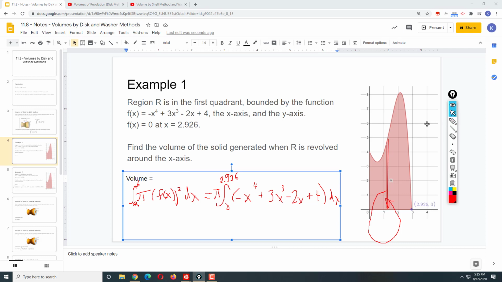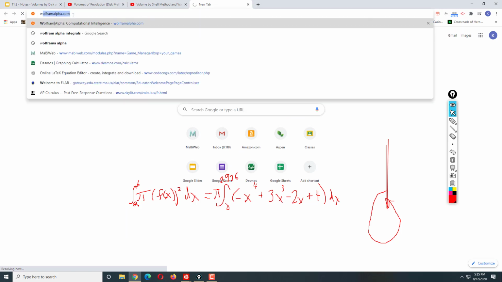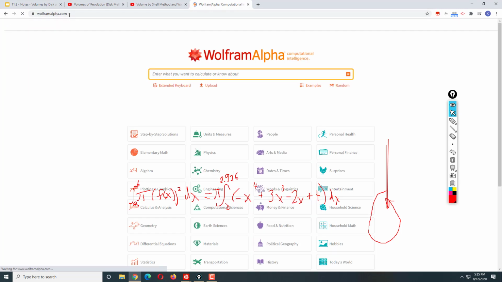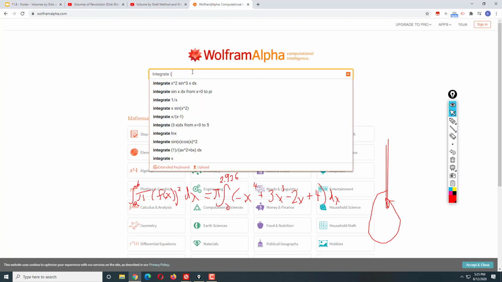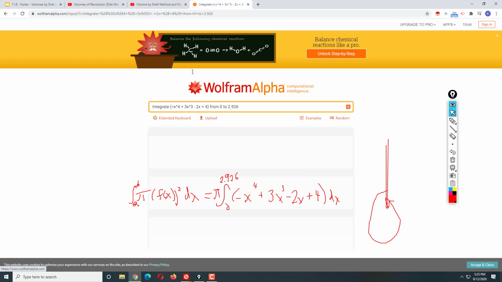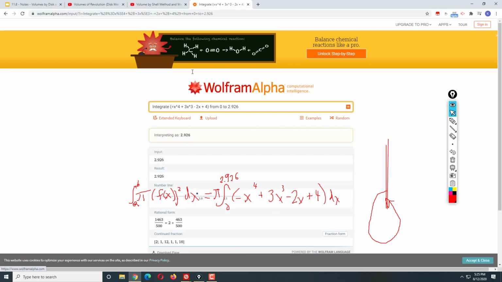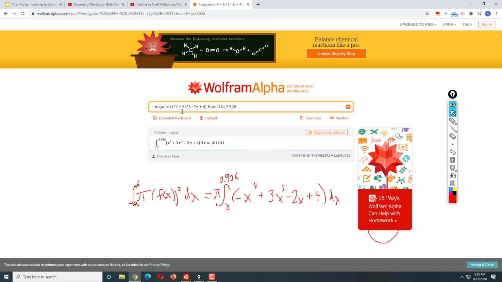We can use Wolfram Alpha or our calculator to calculate our integral. So we're doing integrate negative x to the fourth power plus 3x cubed minus 2x plus 4 from 0 to 2.926. The calculator integrates for us. There's an extra equal sign there. And the calculator gives us 101.011.